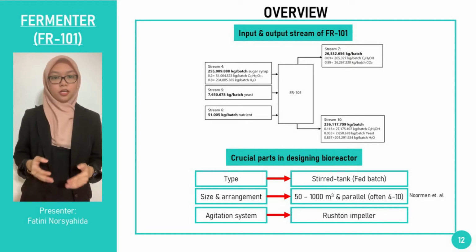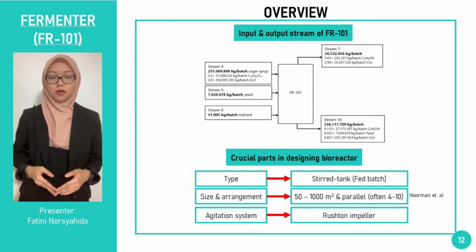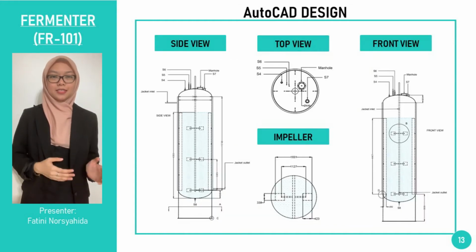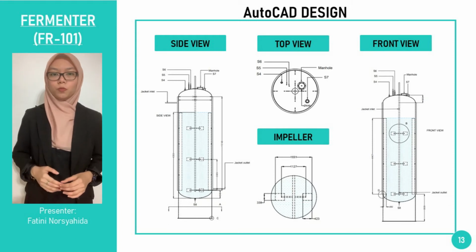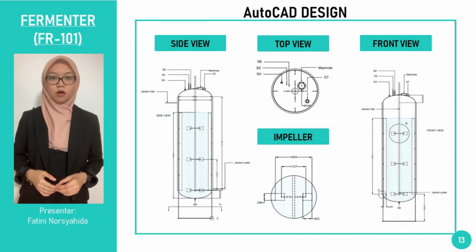And lastly, the agitation system, which includes baffles and also impellers. The most common impellers used are Rushton impellers. This is the AutoCAD design of FR101. It is a cylindrical column with ellipsoidal heads that has a total height of 9.2 meter and an outer diameter of 3.1 meter. It is made of stainless steel type 304 and consists of 3 Rushton impellers and 4 baffles.